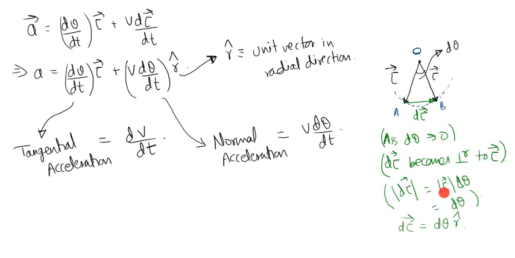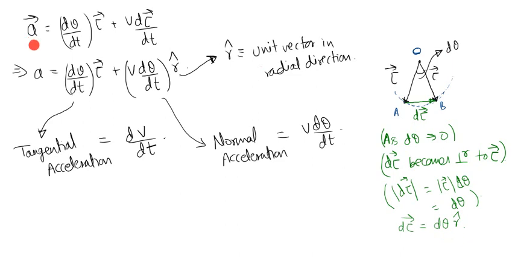It is becoming closer and closer to mod of tau into d theta, and mod of tau is 1, so it is becoming closer and closer to d theta. So d tau vector can be written as d theta, which is the magnitude of this vector, times the unit vector along its direction. r cap is the unit vector in the radial direction. So d tau vector is nothing but d theta multiplied by r cap.